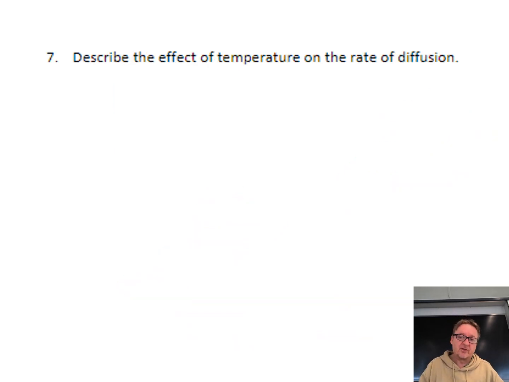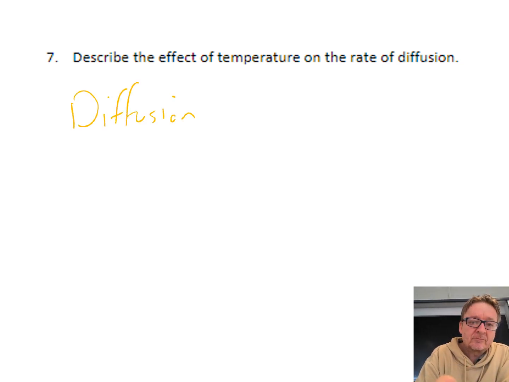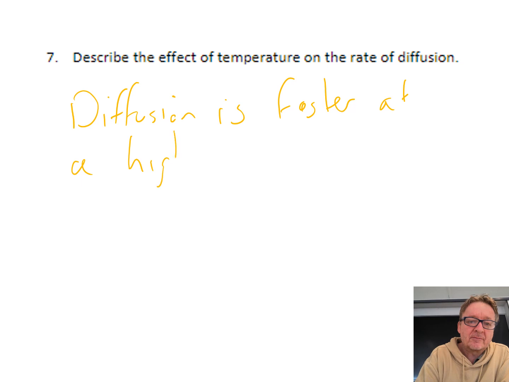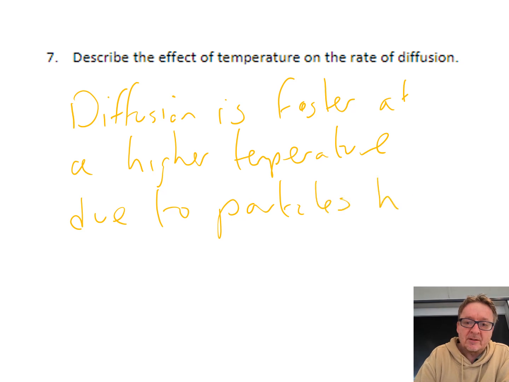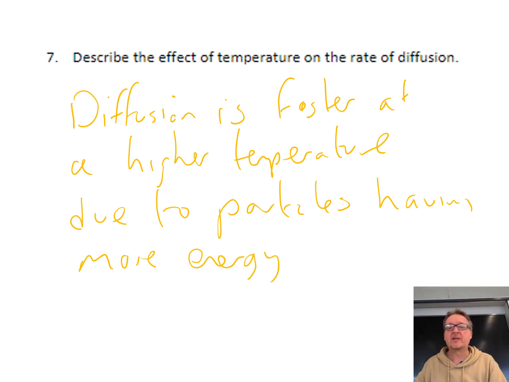Describe the effect of temperature on the rate of diffusion. Right, so the rate of diffusion, diffusion is faster at a higher temperature. It's mainly due to the particles having more energy. Okay, makes sense really, doesn't it? If you add in heat to it, the particles are going to move faster because they've got more energy, so therefore diffusion will happen quicker.